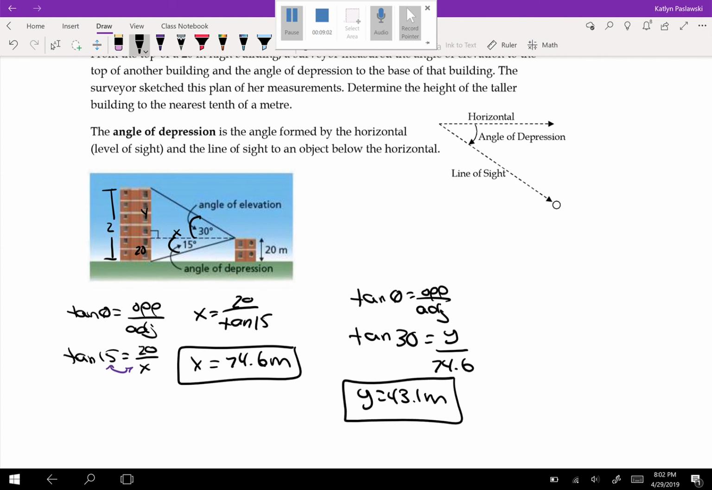And now to solve for the overall height of the building, I'm going to take 43.1 meters, which was my value of y, plus the 20 meters that I knew was this value here based off the height of the other building, to give us a total of 63.1 meters is the height of the building.